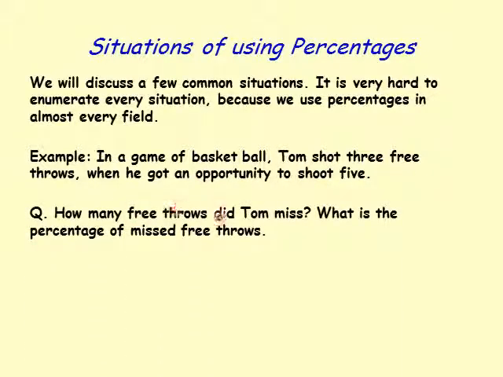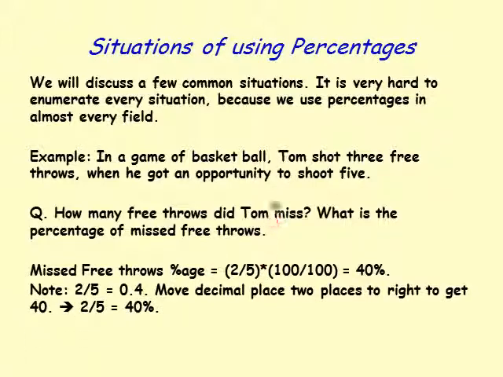Question: how many free throws did Tom miss? And what's the percentage of missed throws? Let's continue here. The number of throws Tom missed is 2. He got an opportunity to shoot 5 and he shot 3. 5 minus 3 is 2.